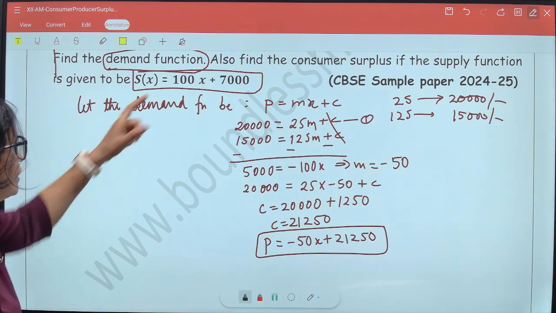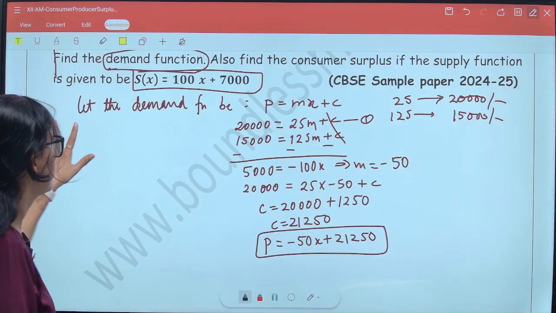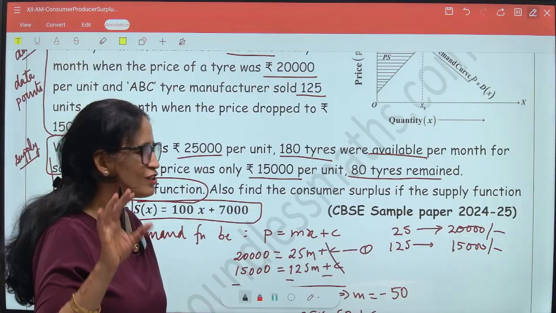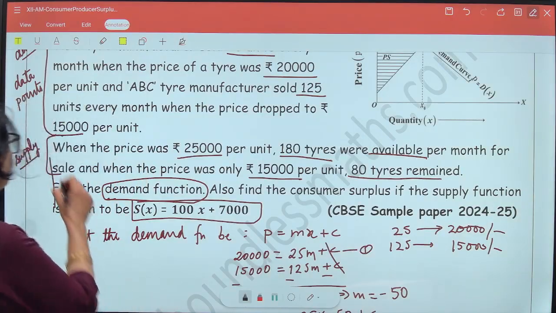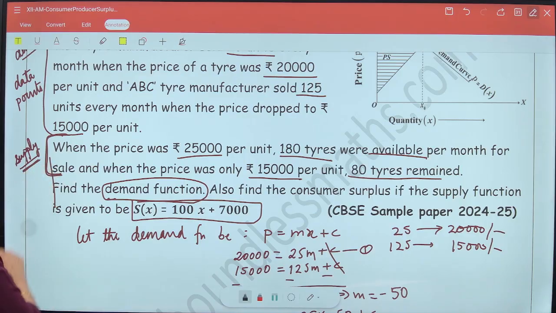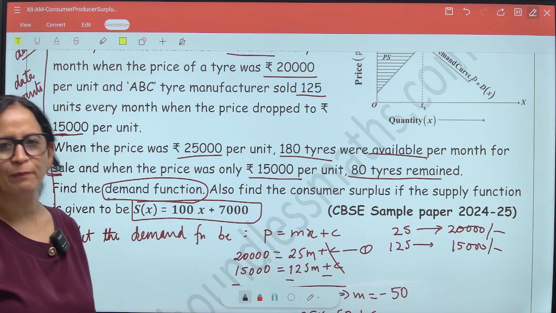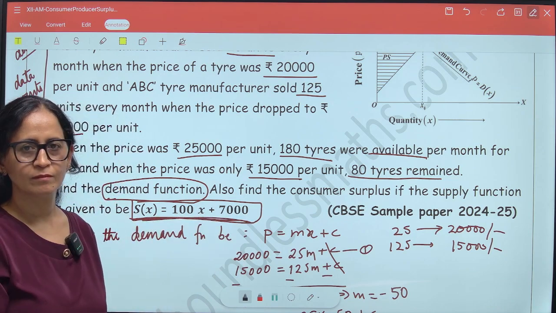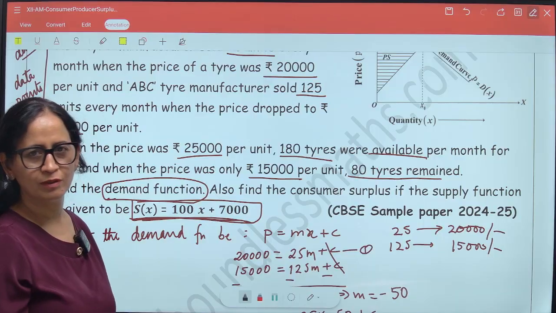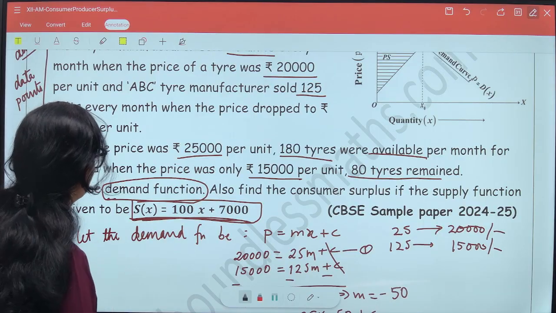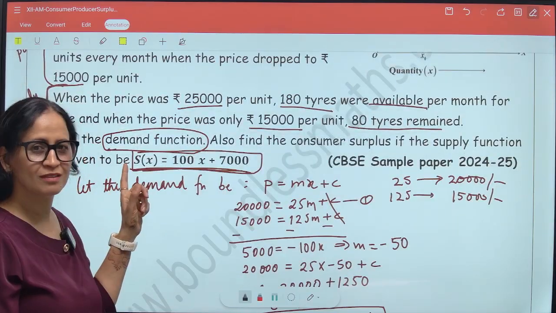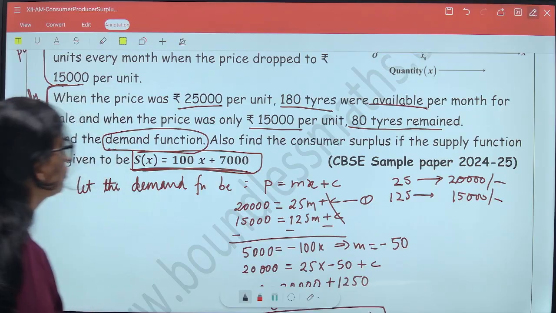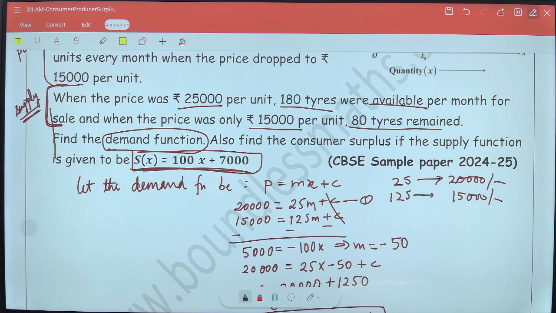Now we need to find the consumer surplus if the supply function is given to you. Now what I'll suggest is pause this video right away, because you are given the data points for the supply also. Try to create the supply function. You will get the same function what is given here. So just pause it and try it on your own. So you got the same supply function? Wonderful. So you have the supply function also now, and now you need to find the consumer surplus.